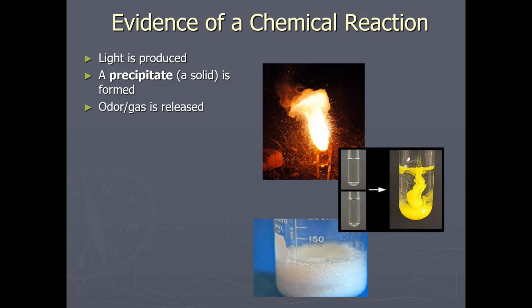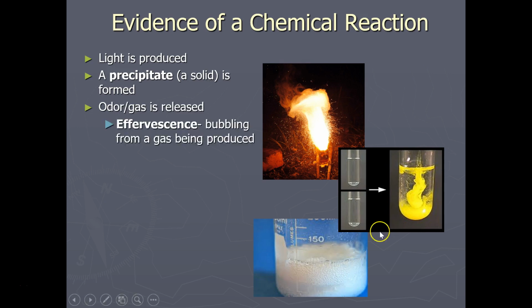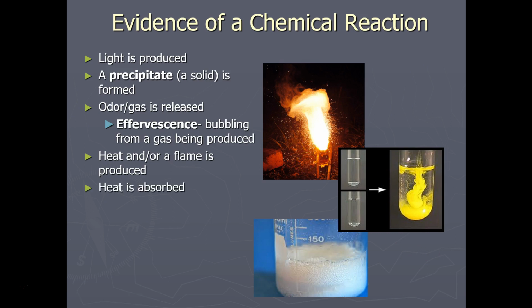An odor or gas can be released. This can be in the form of effervescence, which is what you're seeing in this picture down here, which is bubbling from the gas being produced. Heat or a flame can be produced, like you see happening here. Heat can also be absorbed, meaning that it feels very cold. Water can be produced. You can have a color change along with another change.